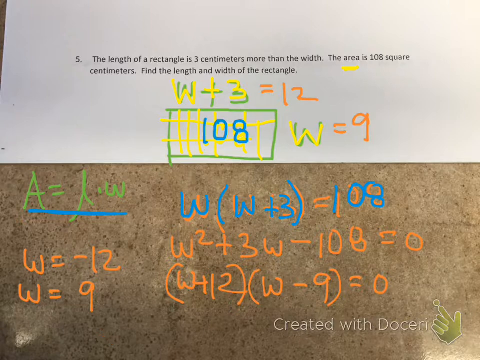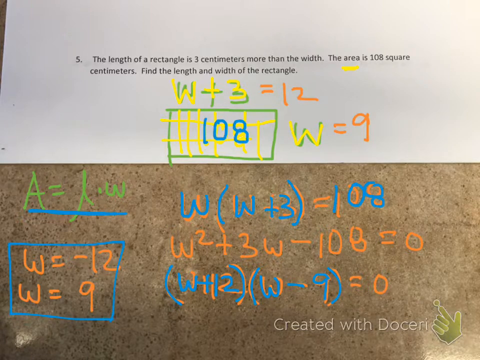So then I factor it. The factors of 108 are 12 and 9. And in this case, I make the 9 be negative. So it's W plus 12 and W minus 9. Those are the factors. You set the factors equal to 0. So you get 9 and negative 12.